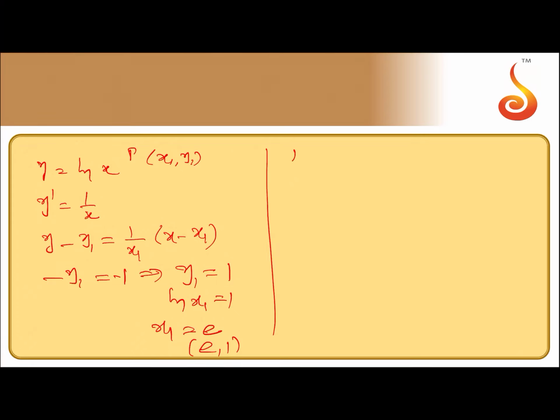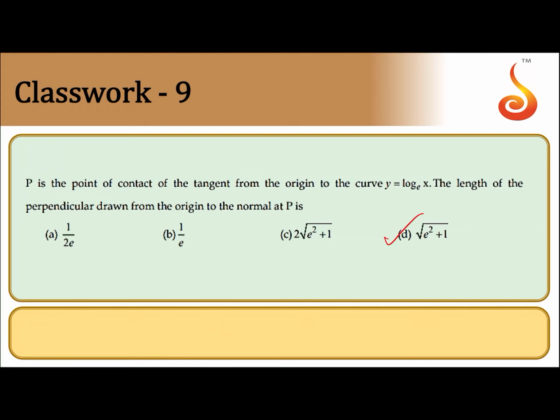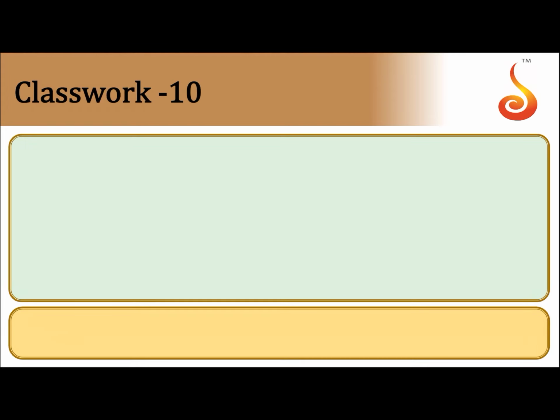And therefore slope is equal to 1 by e, and the normal to the line is given by y minus y1 equals minus e multiplied by x minus x1, that is x minus e. So therefore ex plus y equals 1 plus e square. Perpendicular distance from origin to the line is modulus c divided by root of e square plus 1, and that is equal to root of 1 plus e square, the required answer.